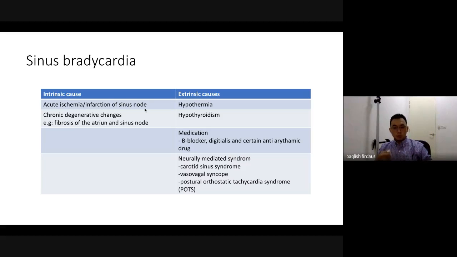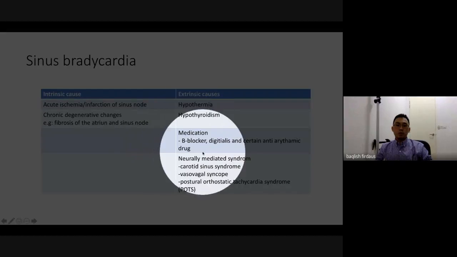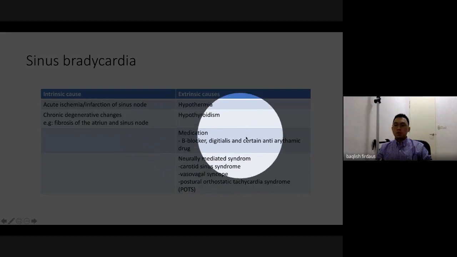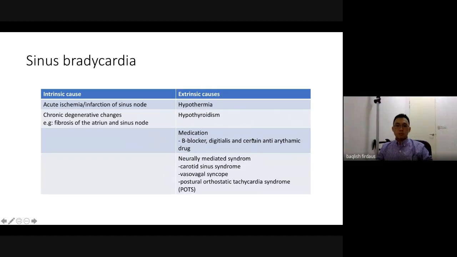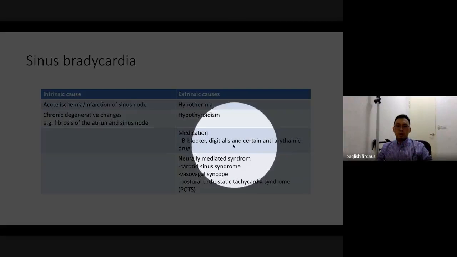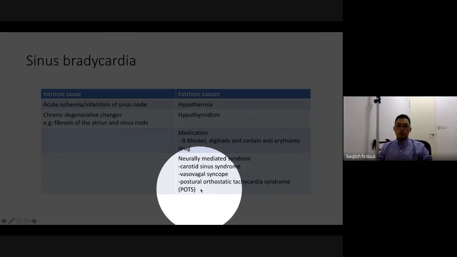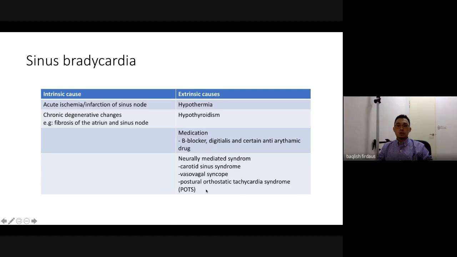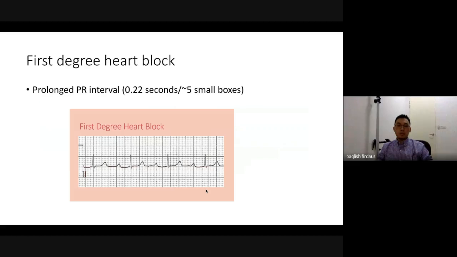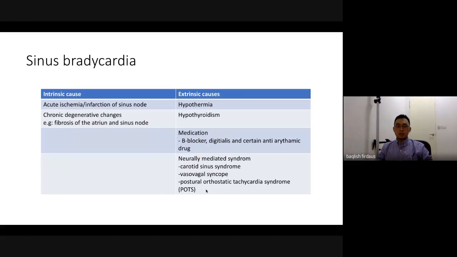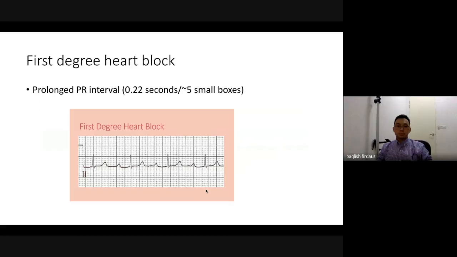So you must look through the patient's medication. Sinus bradycardia is expected in patients taking beta blockers, digoxin, or certain anti-arrhythmic drugs. And also you must consider neurally mediated syndromes like carotid sinus syndrome, vasovagal syncope, and POTS. This one will be explained, we will discuss it in the next lecture about syncope.